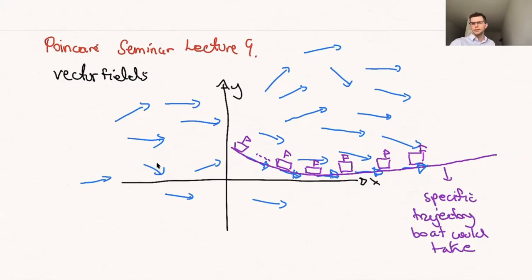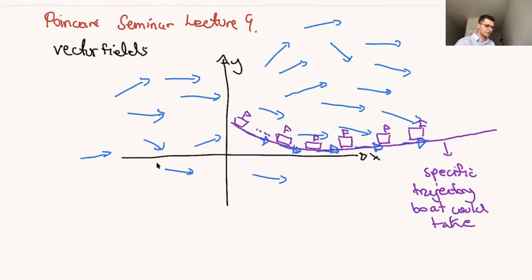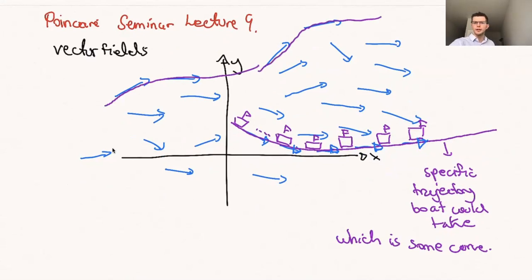Notice that this particular trajectory is just some type of curve, right? Which is just some curve. Is that okay? And so in general, by placing the boat at different places on the river, you start getting different curves, which are just the trajectory that the boat would take depending on where it was placed. Is that making sense?